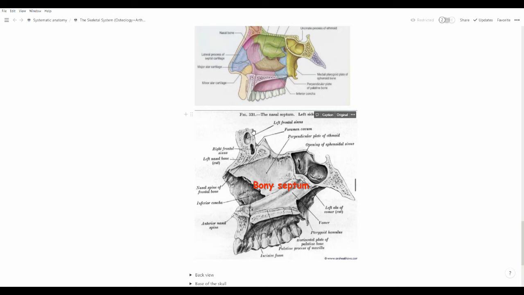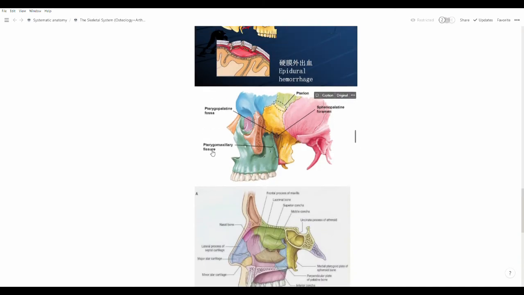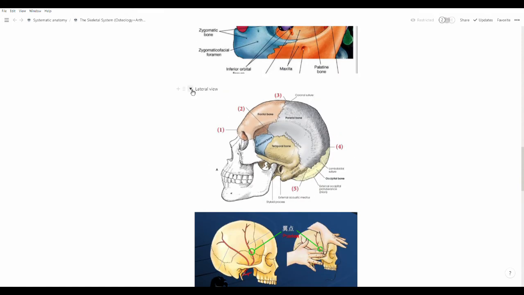And frontal bone, here we have the sinuses. We'll be talking about it in a bit. And this should be the palatine plate. This should be the palatal plate of the maxilla. And yeah, very interesting picture in here. Next part is also very easy.